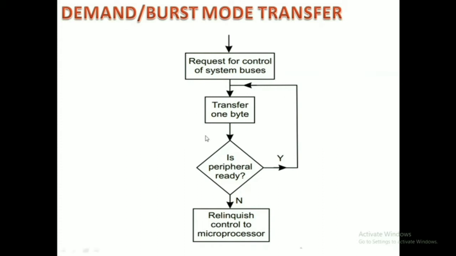So in other words, in this demand or burst mode, data is transferred till the peripheral is ready. And for this, the IO device will assert the DMA request, which means the DMA request line is kept high for every byte transfer as long as this transfer is taking place. But if the peripheral is not ready, that means when the DMA request line is not kept high by the IO device, then all transfers are stopped and the DMA controller enters into slave mode. It will relinquish control of the buses to the microprocessor.